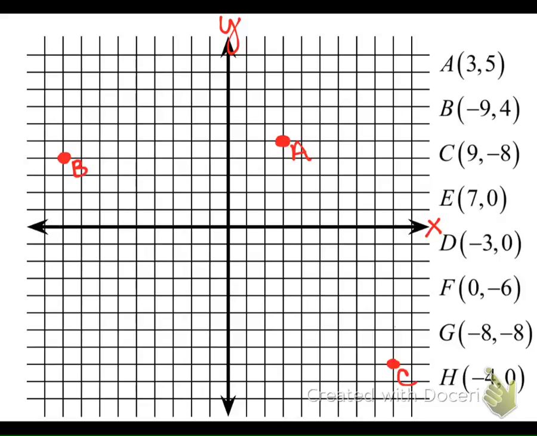Nope, we're doing E. I start at the, right? Look at your front page if you don't remember the word. The origin. And then my x is 7. So which direction do I move on my x-axis? Right. How many spots? 7. And then for my y, where do I move?